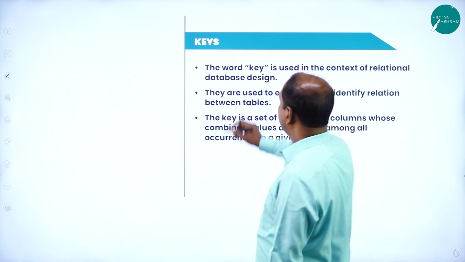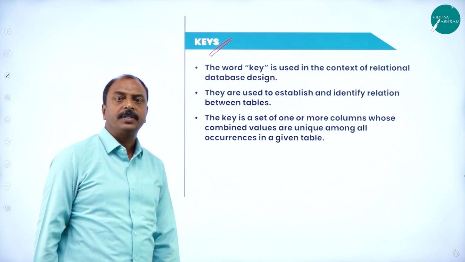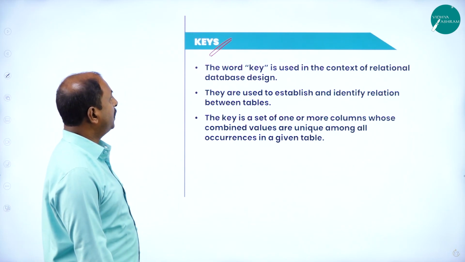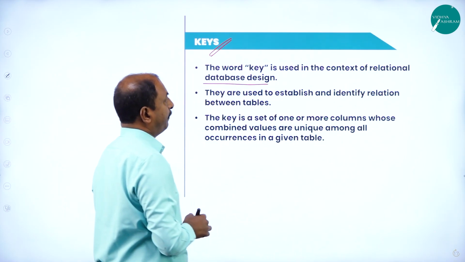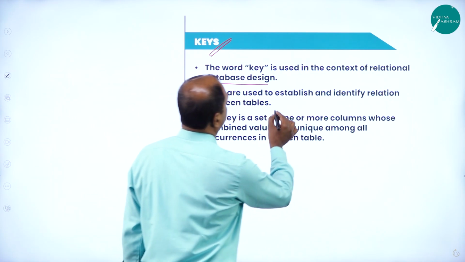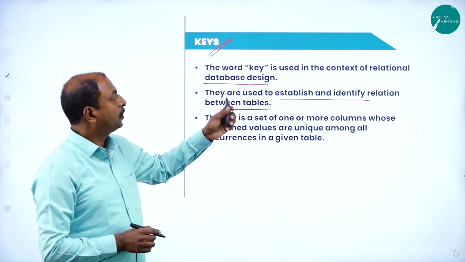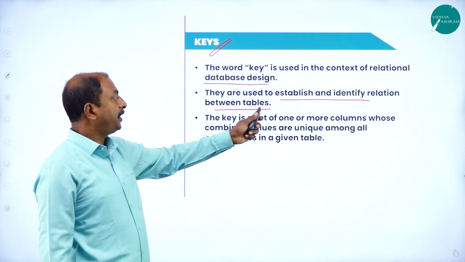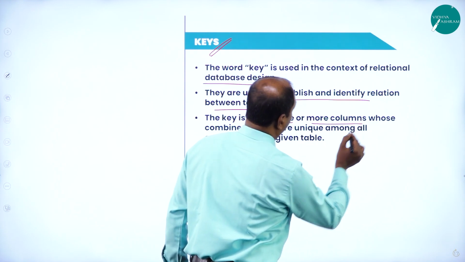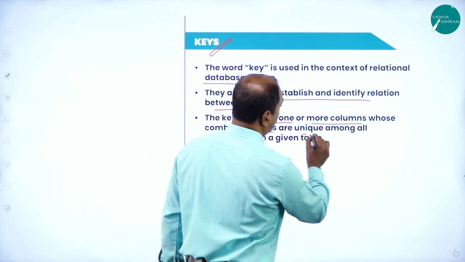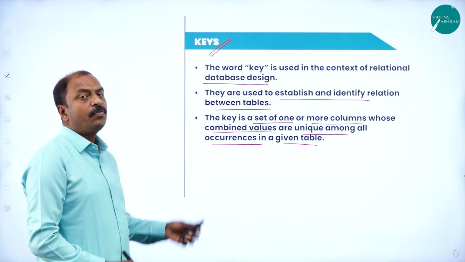Next term is keys. So we are going to learn what keys are and the different types of keys with respect to database concepts. Here the word key is used in the context of relational database design, and keys are used to establish and identify relations between the tables. So we are using keys to establish a relationship between different tables, and a key is a set of one or more columns whose combined values are unique among all the occurrences in a given table. So this is another definition of keys.